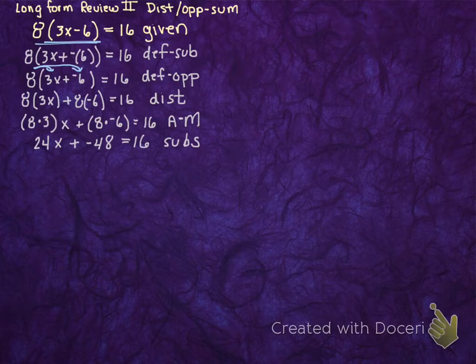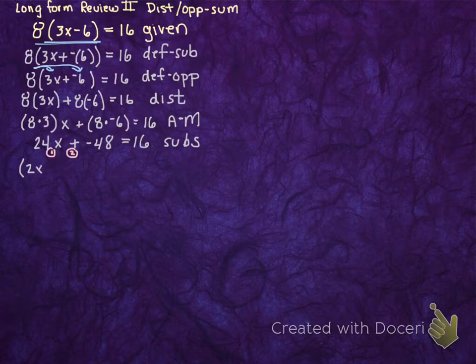And that's where we want to look at, okay, when I solve, I want to undo order of operations. So if I knew what x was, then the multiplying in between the 24 and x would be first, and then the addition would be second. But to solve, I want to undo that. So I want to take care of the addition first. And to do that, I'm going to add the opposite of negative 48 to both sides, which means I'm going to add 48 to both sides.